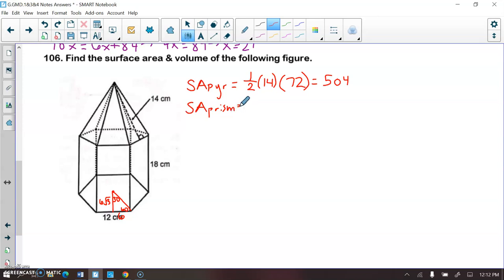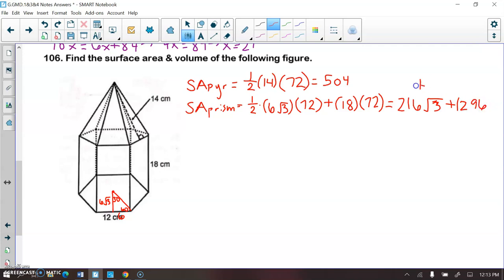Which instead of doing 2 times the area of the base, we are just going to do 1 area of the base. The base is a hexagon, so it will be 1/2 times the apothem of 6 root 3 times the perimeter of 72. And then I would add on my height of my prism, which is 18, times the perimeter of the base, which is 72. So a 72 times a 6 times a 1/2 gives me a 216 root 3 plus 18 times a 72, which is a 1,296. Oops.